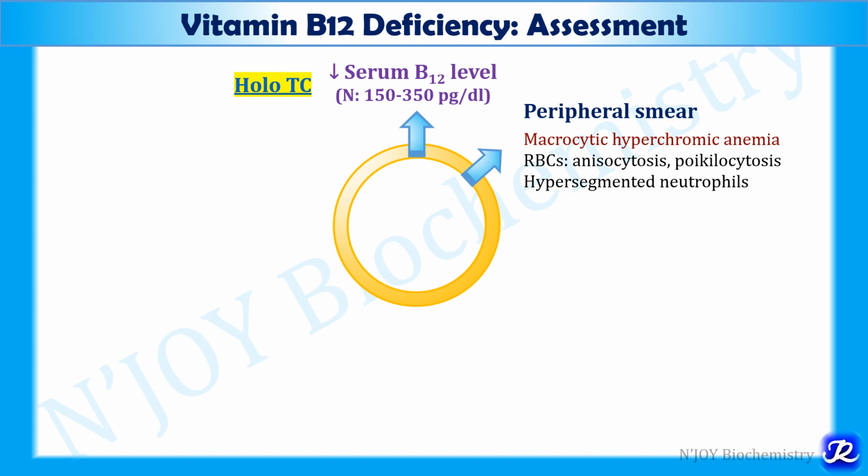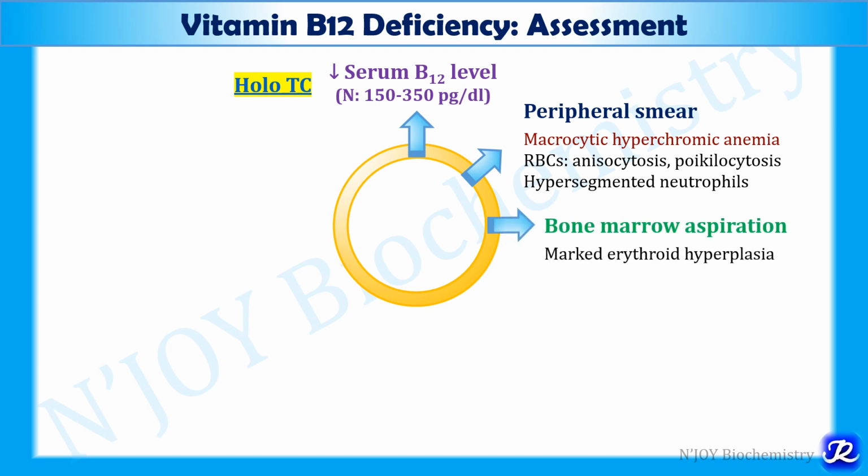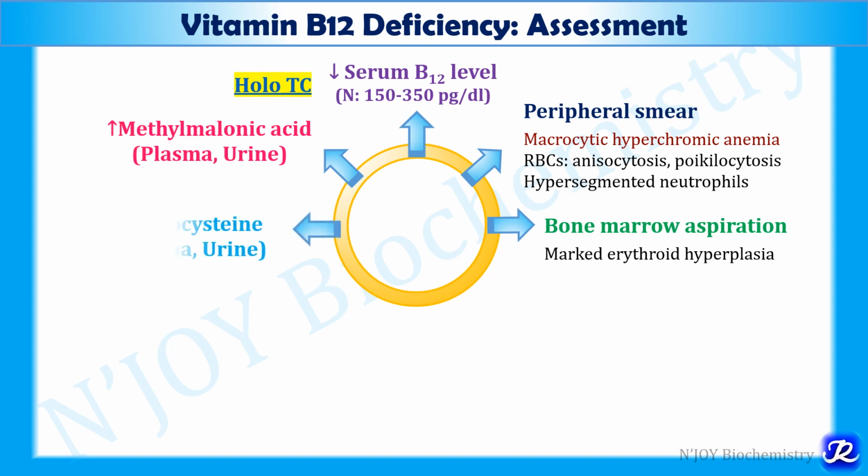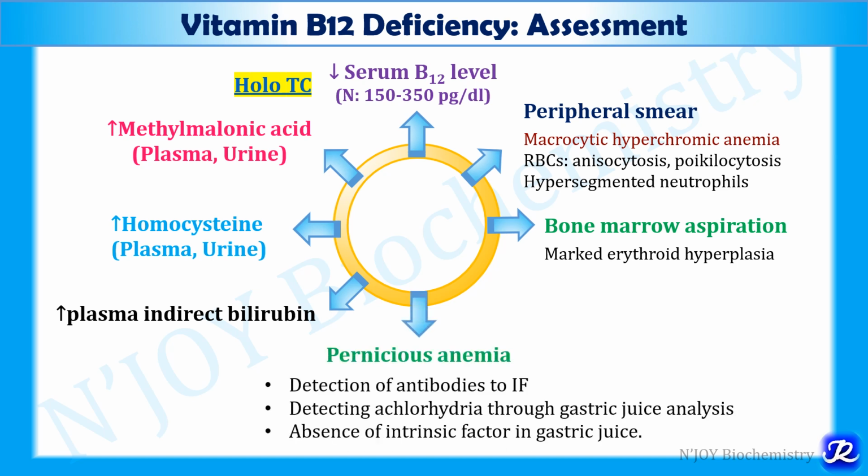Anisocytosis means there are red blood cells of different sizes. Poikilocytosis means there is increase in abnormal red blood cells of any shape, and hypersegmented neutrophils are also observed on peripheral smear. Bone marrow aspiration will show marked erythroid hyperplasia, which means that there is increased count of erythroid precursor cells. Methylmalonic acid level will be increased in both plasma as well as urine, and homocysteine level will also be increased in plasma as well as urine. Then there will be increased plasma indirect bilirubin.